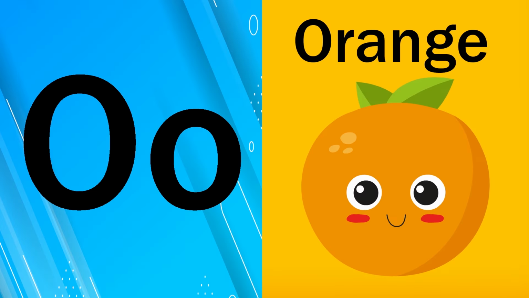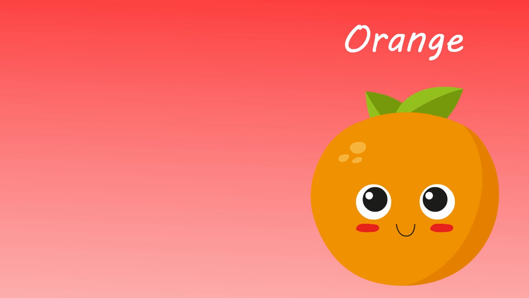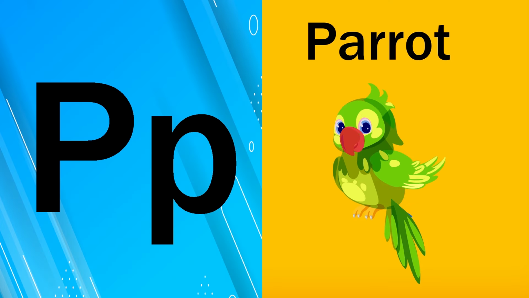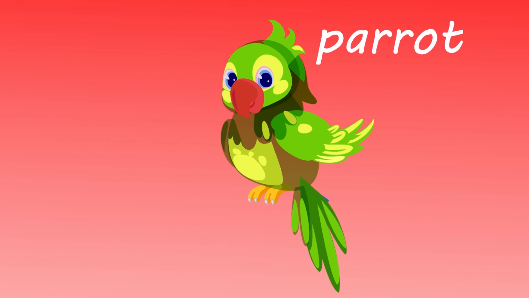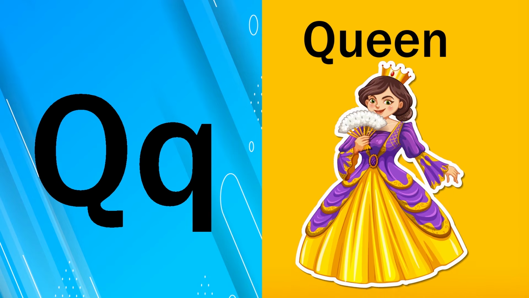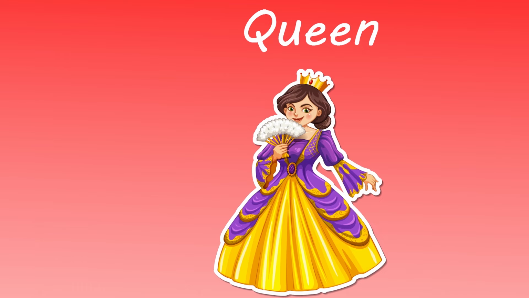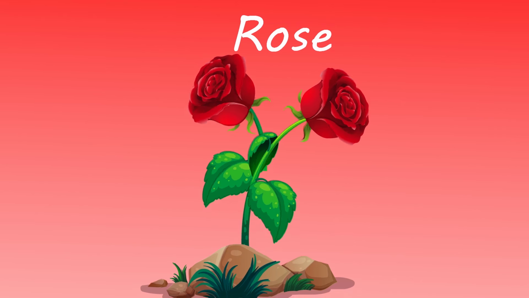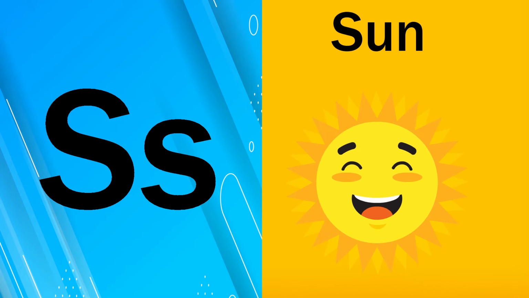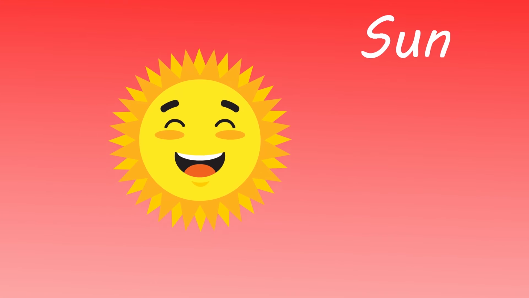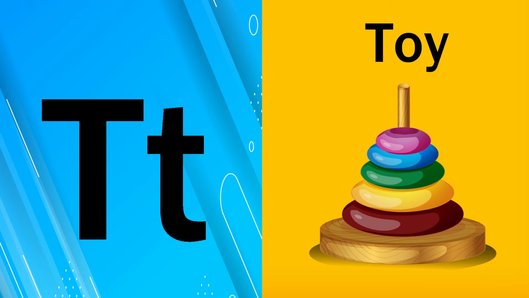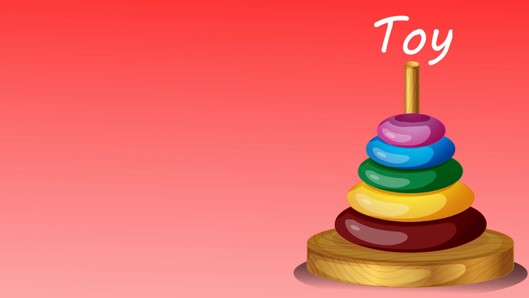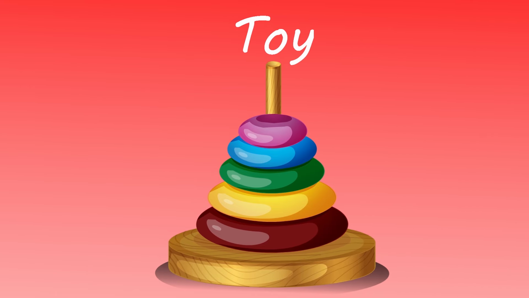O for orange, o, orange. P for parrot, p, parrot. Q for queen, quack, queen. R for rose, r, rose. S for sun, sun. T for toy, t, toy.